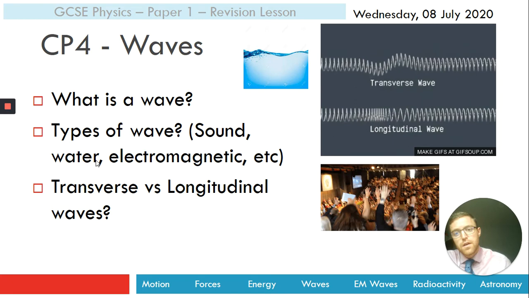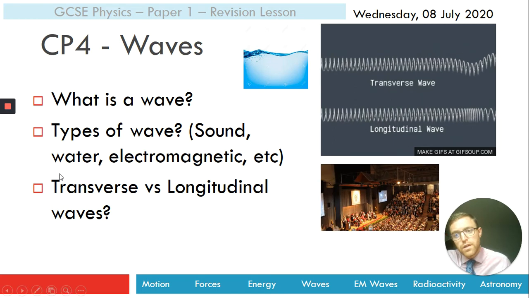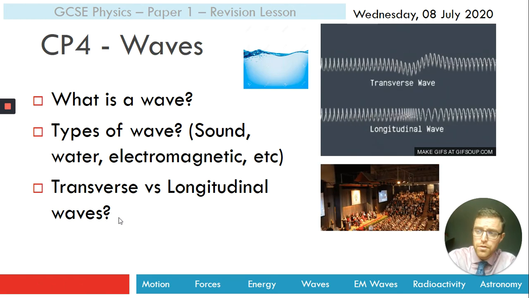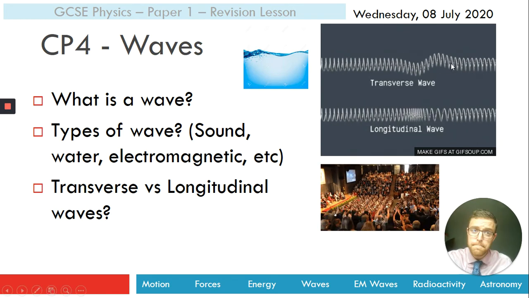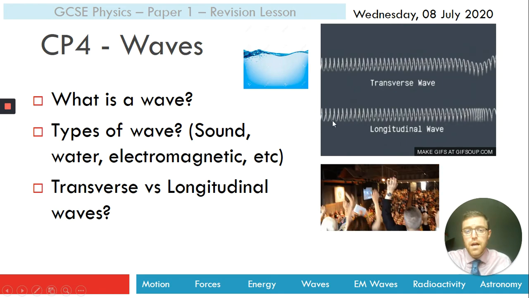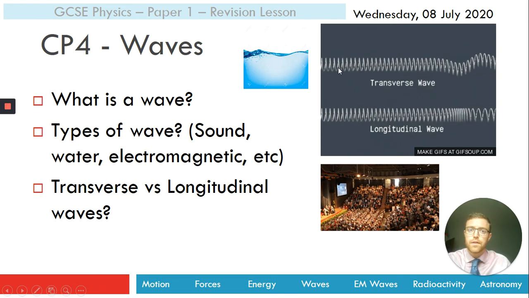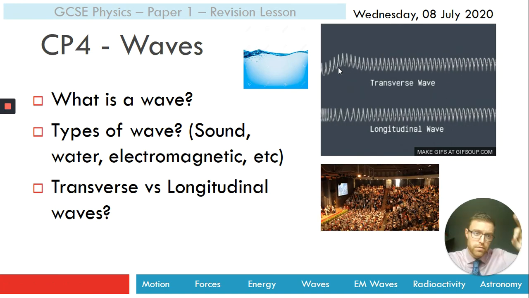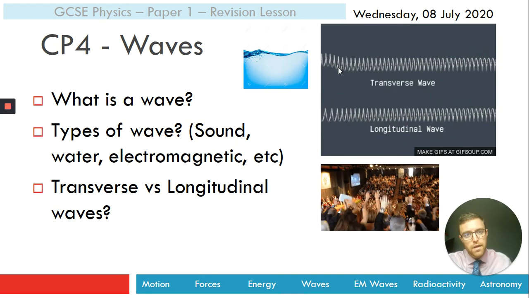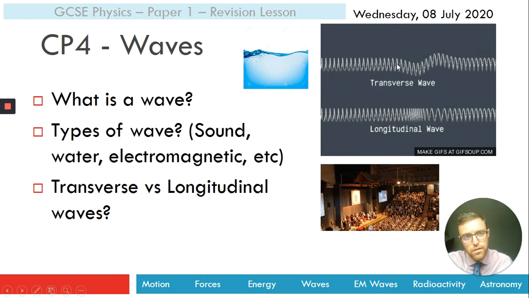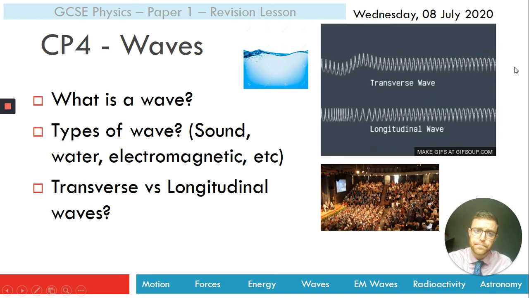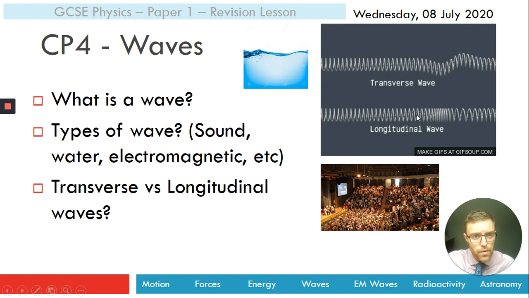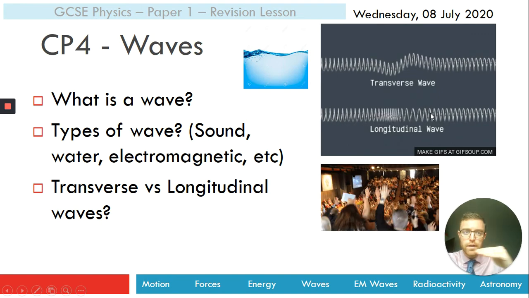And what is a transverse versus a longitudinal wave? Remember, this is to do with the particle motion of the wave. Here we've got an example of a transverse wave in a slinky and a longitudinal wave in a slinky. In a transverse wave, the vibration of the slinky is at right angles to the direction that the wave moves. In a longitudinal wave, the vibration of the slinky is parallel to the direction of the wave.